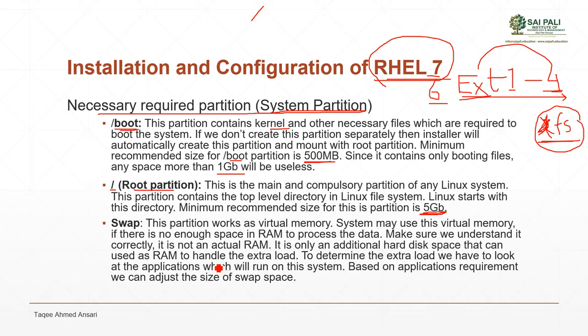And make sure we understand it correctly. It is not actual RAM. It is only additional hard disk space that can be used as RAM to handle the extra load. To determine the extra load, we have to look at the applications which will run on the system, and based on the application requirements we can adjust the size of swap space. So the space we need for swap depends on the applications we are going to run in our system.